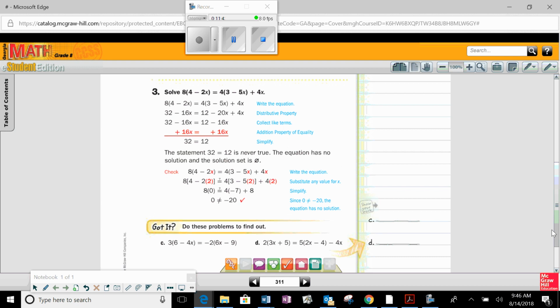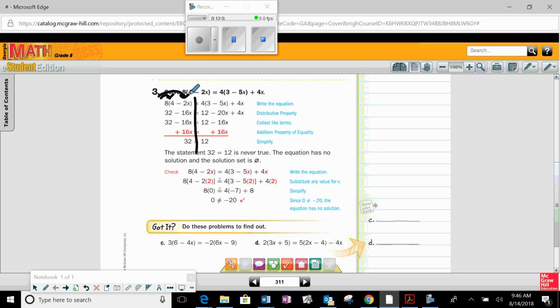All right, so number 3, we are going to solve the same way using the distributive property on the left, then using the distributive property on the right. So 8 times 4 is 32. 8 times negative 2 is a negative 16x.